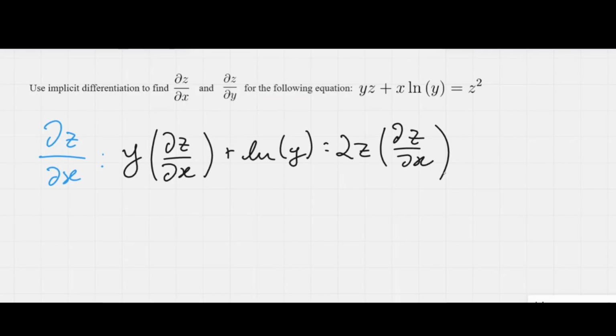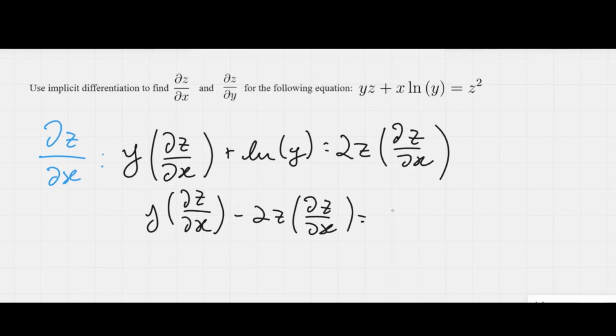Okay, so we have our equation here, and now we just have to solve for del z over del x. We bring all the del z over del x terms onto one side, and bring the ln y onto the other side, so what we're left with is the following. y multiplied by del z over del x minus 2z del z over del x is equal to negative ln y. I don't really like the fact that the ln y is negative, so we might change that later.